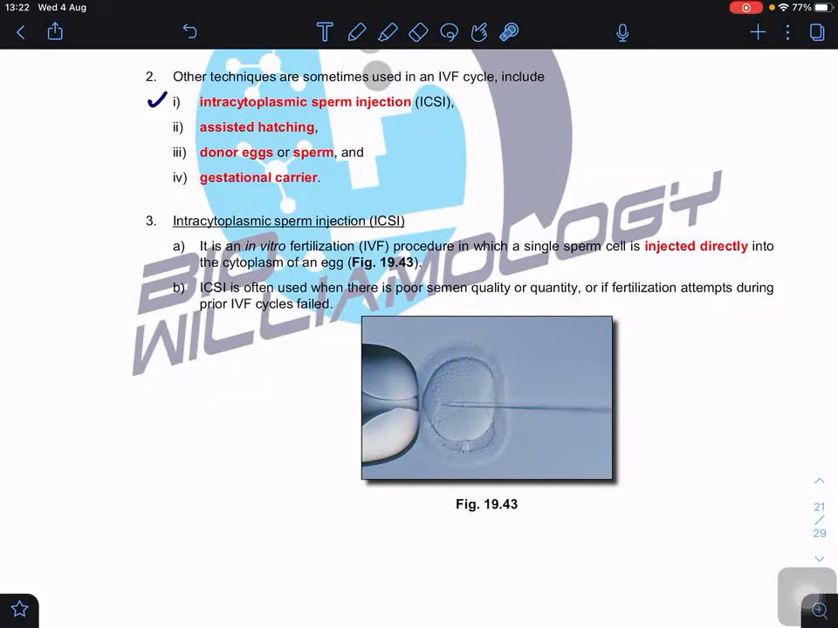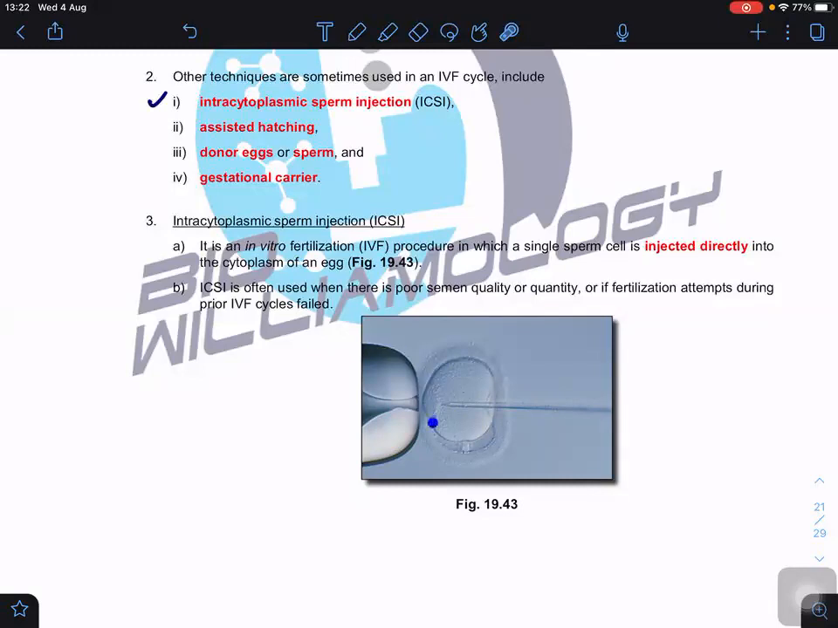Then we transfer the sperm cell into the cytoplasm of the secondary oocyte. This technique is often used when we have very poor semen quality or quantity, or when the fertilization attempt during the prior IVF cycle failed. It means the sperm cell may not have the ability to fertilize the secondary oocyte. So what we can do is use a needle, take the sperm cells and then inject them into it.